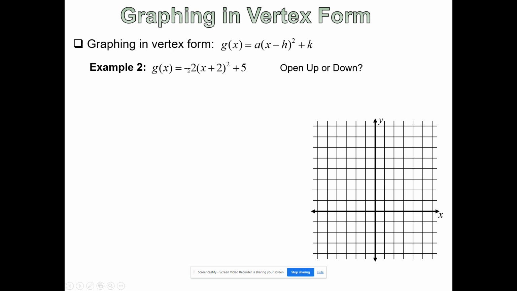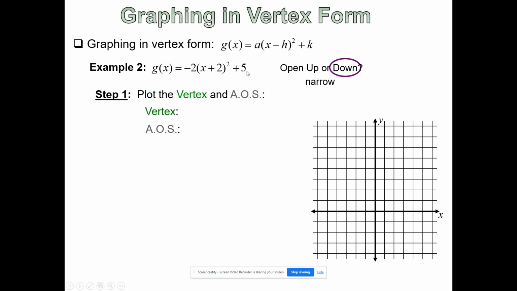Okay, so we know because of that negative, it's opening down, and we know it's going to be narrow because of that 2. Okay, so the vertex, nice and easy, opposite, same. So that's going to be negative 2, 5. There it is right here. AOS, remember the AOS goes right through the vertex. It's going to be this line right here, right through the vertex, which is at negative 2, or just the x value of the vertex. Okay, the AOS is always the x value of the vertex.